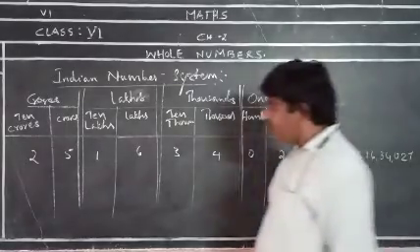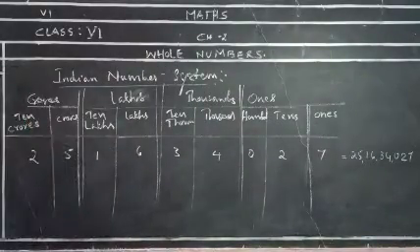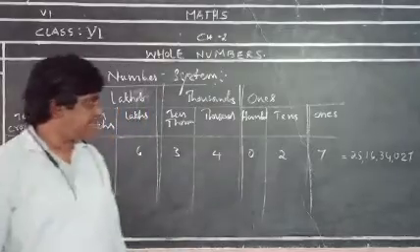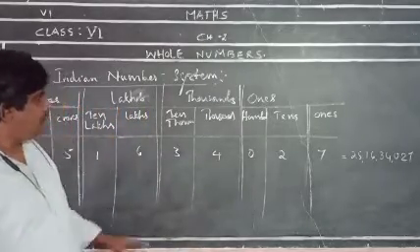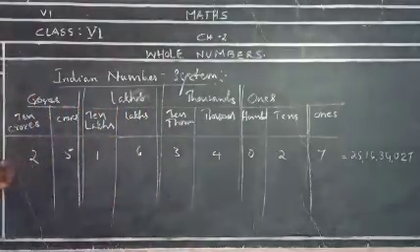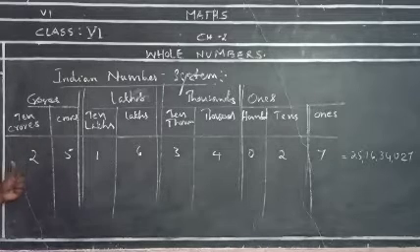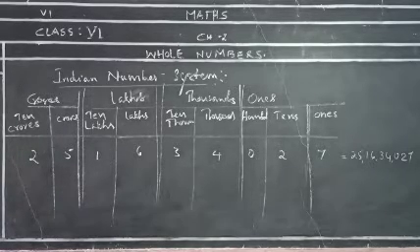Now in this, again let us take the international system. What is the international system? Already you have learned the international system, that consists of ones, thousands, millions and billions. Let us draw the chart.